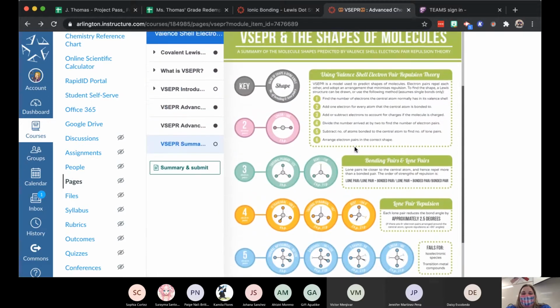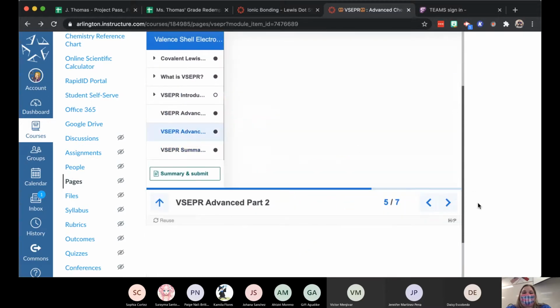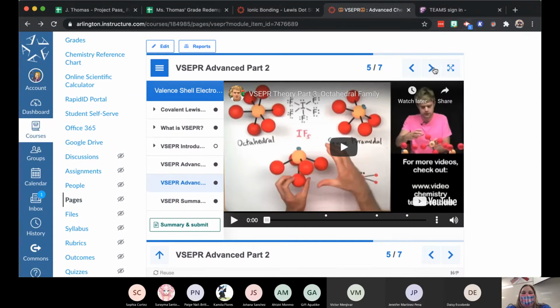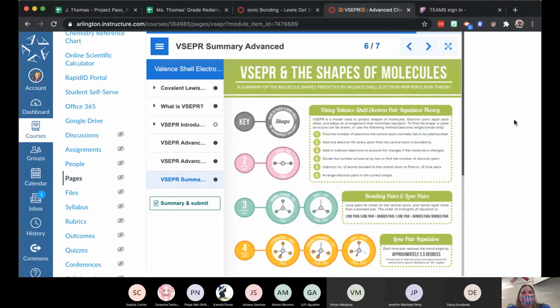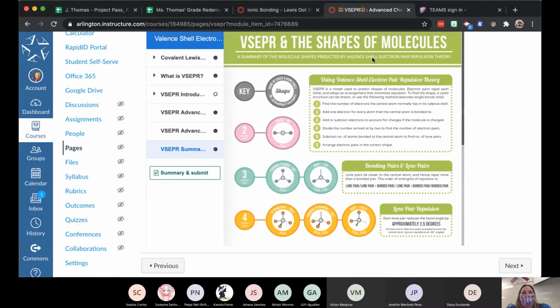So, your project that you guys had last 6 weeks, some of you did really well on, and some of y'all, I was kind of like, did we pay attention to the fact that it was supposed to be on 1 page? Because some of us didn't follow the instructions. But this is an infographic that's telling us about VSEPR and the shapes of molecules.